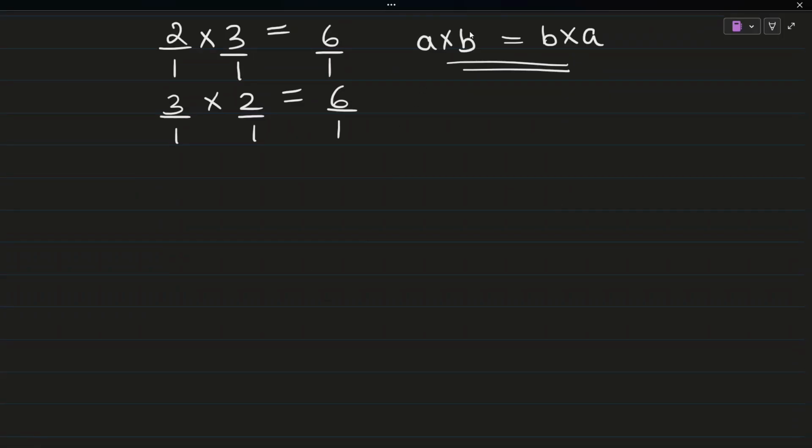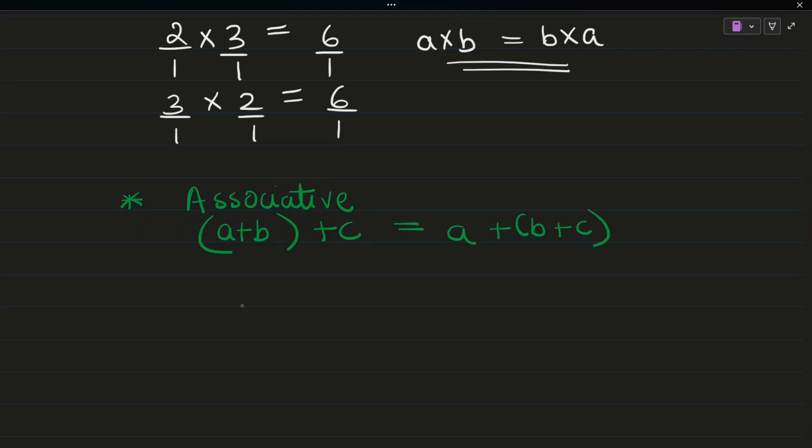Now the next property is the associative property. So what is the meaning of associative property? A plus B plus C is equal to A plus B plus C. So I'm going to take two simple examples. I'm going to add 2 plus 3 plus 7. So what will be the answer here?